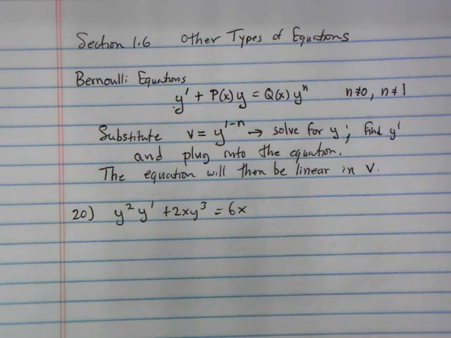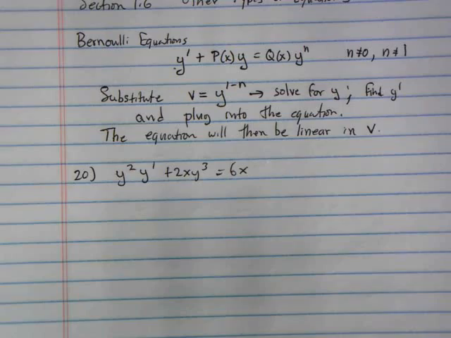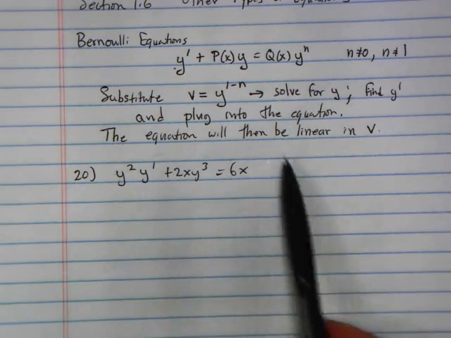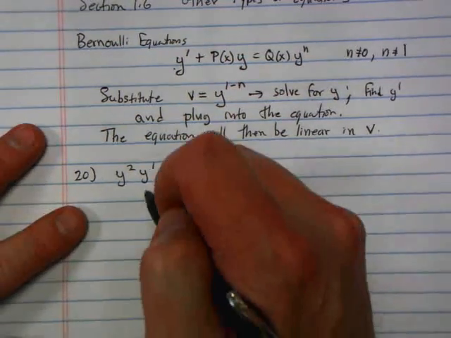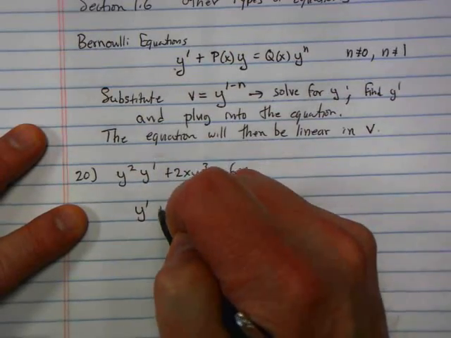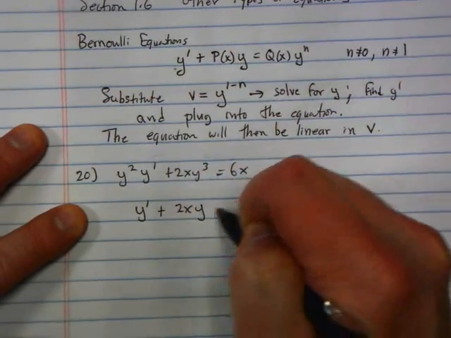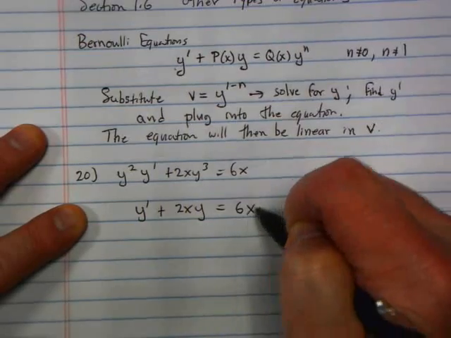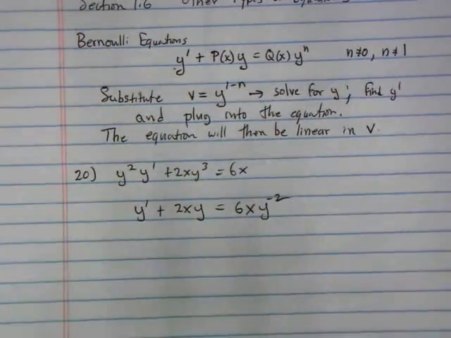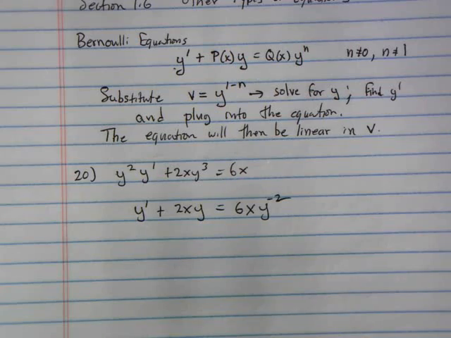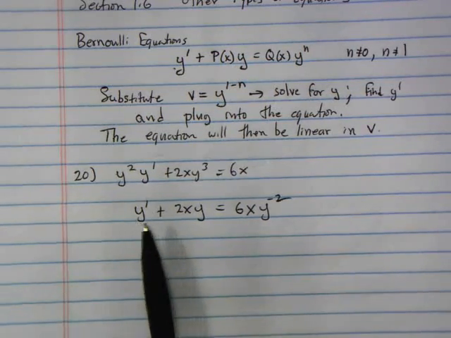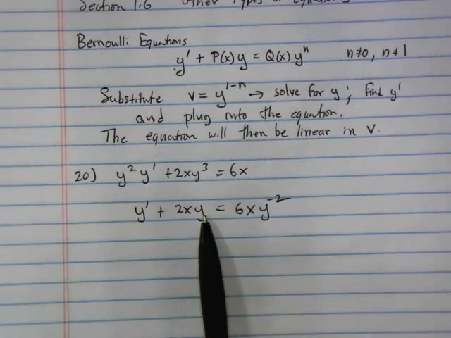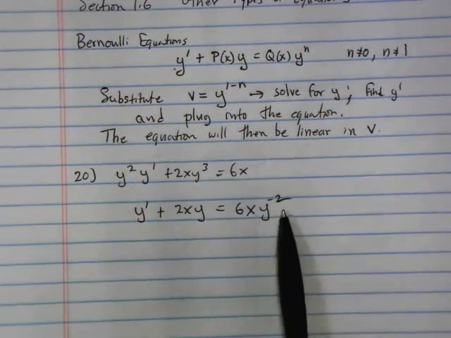All right, the first thing we need to do is recognize that that is Bernoulli, and to recognize that, we need to write it in the right form. So what would you do with this equation? Divide by the y squared. So you have y prime plus 2xy equals 6xy to the negative 2. So it is Bernoulli. We've got the y prime plus p of x times y, and then we've got our q of x with a y to another power.